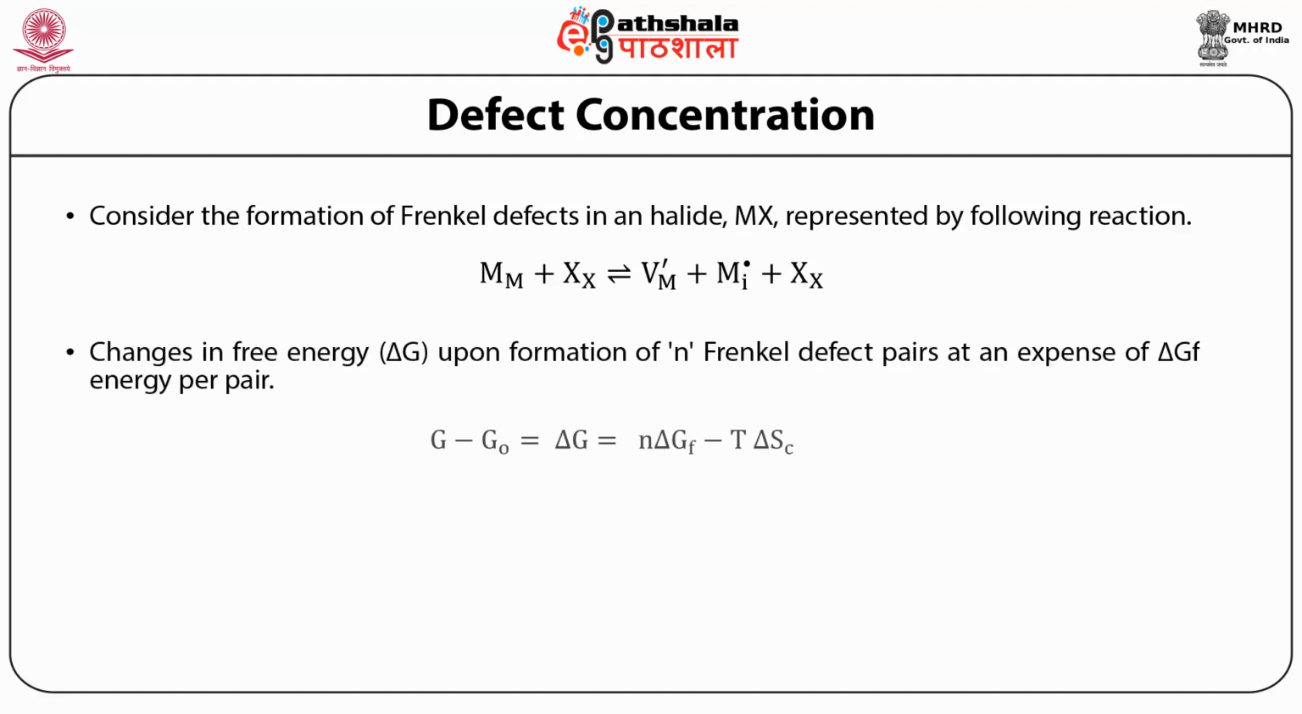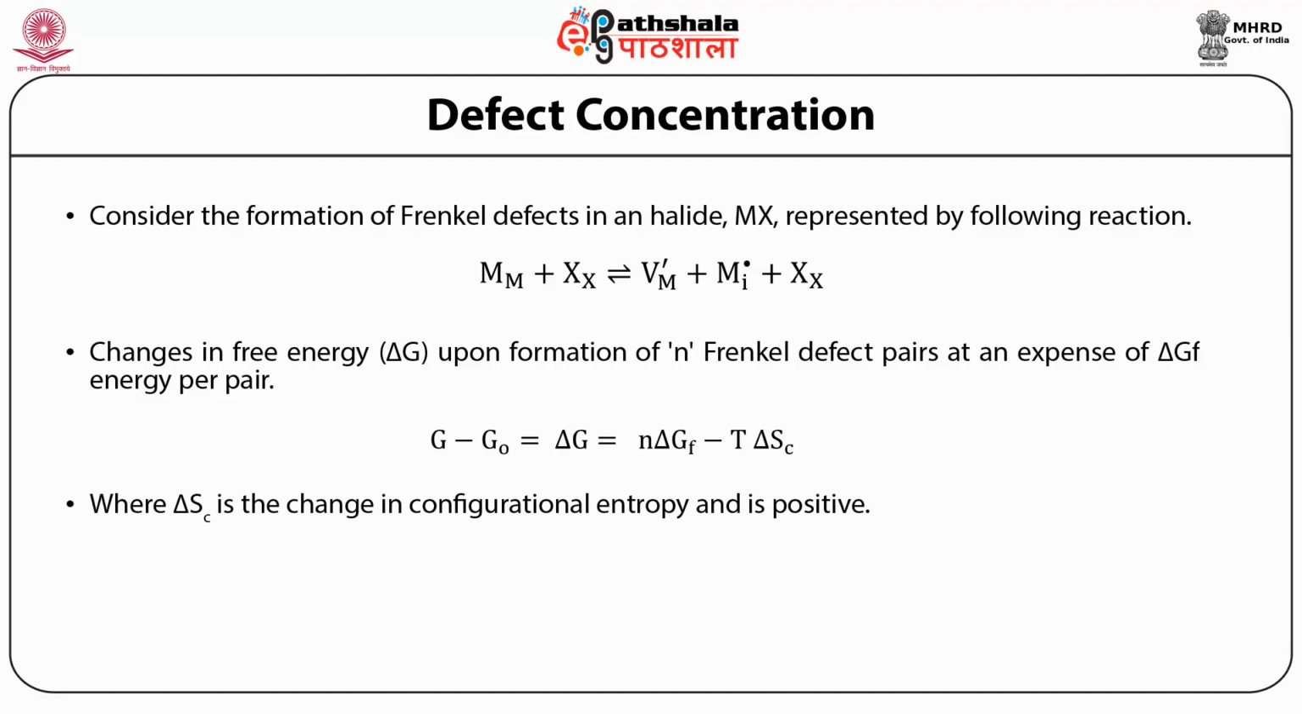The change in free energy, that is delta G, depends upon the formation of N Frenkel defect pairs at an expense of delta GF energy per pair. So the equation becomes G minus G naught is equal to delta G, which is equal to N times delta GF minus T delta SC. Here delta SC is the change in configurational entropy and it is positive, whereas G is the free energy and N is the number of Frenkel defect pairs.